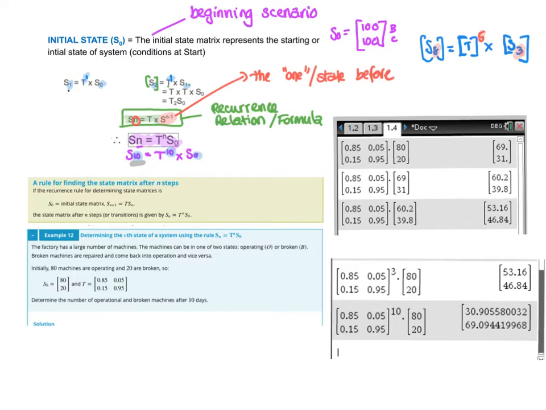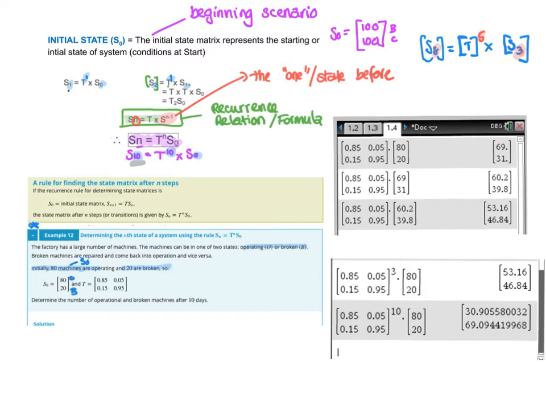So let's go down here on this example and go through it. All right, so a factory has a large number of machines, and the machines can be in 2 states, operating or broken. Broken machines are repaired and come back into operation and vice versa. Initially there are 80 machines that are operating and 20 are broken. That was their way of giving you S0. They've set it up here, so 80 were operating, there's O, and that's B.